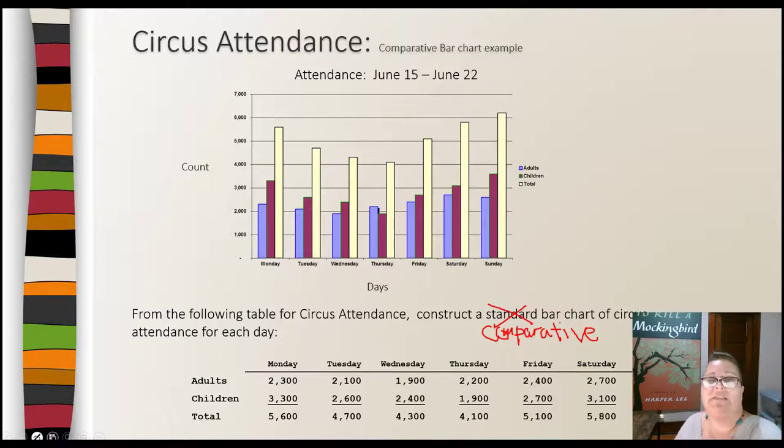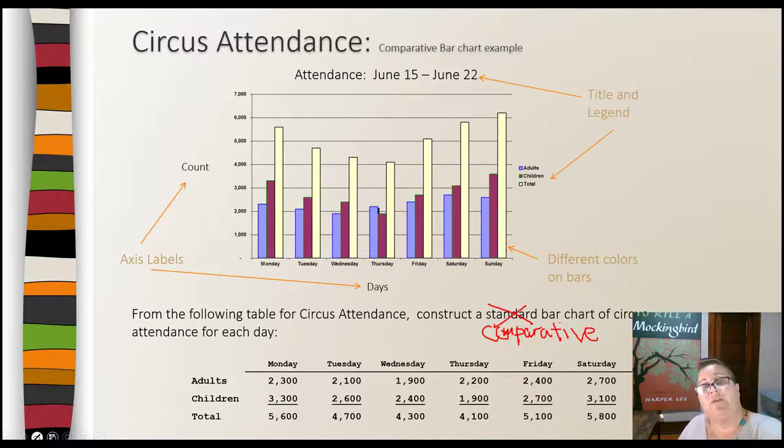I can tell all of the same kinds of things. But it's also worth noting what's here. That is that your bars are different colors, that your axes are labeled accordingly, the days and the door count, and that we have included a title and a legend.